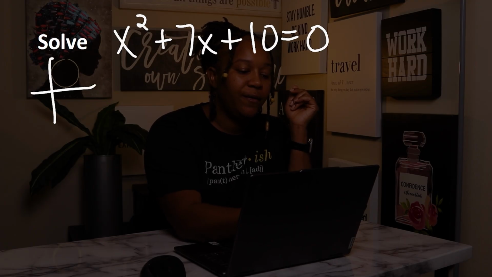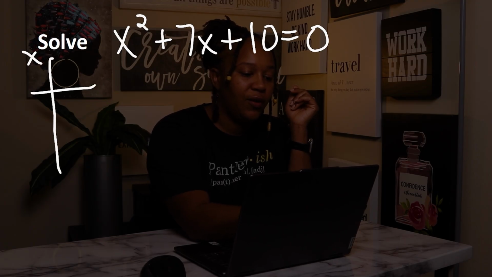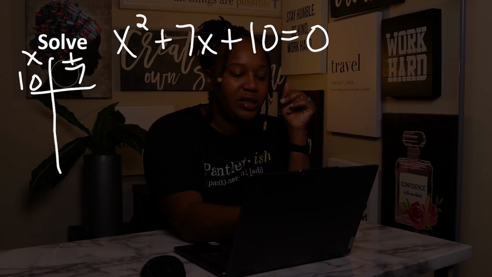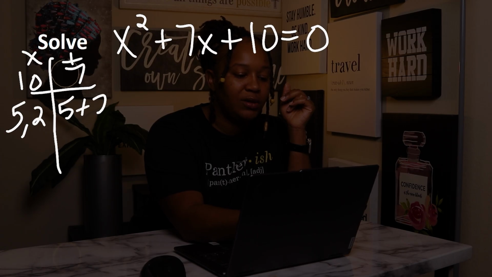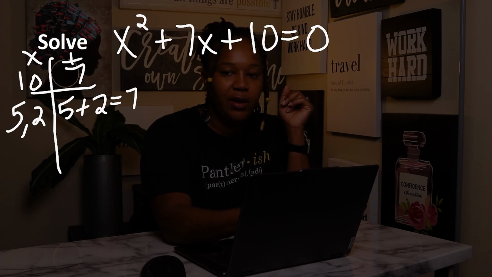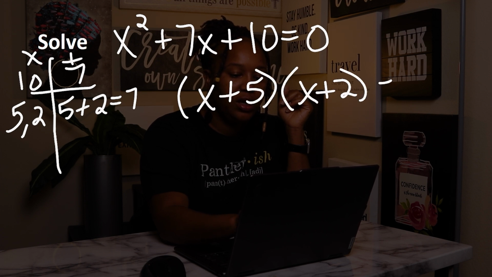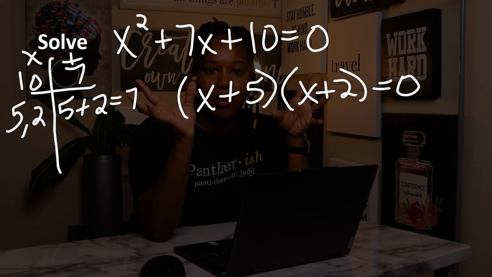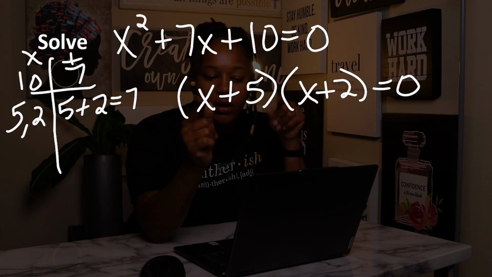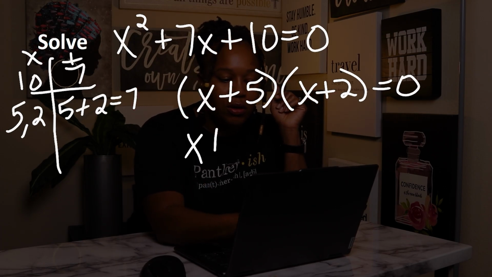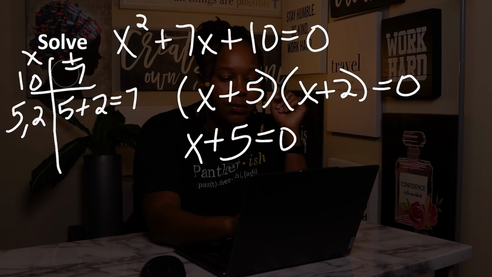There is no number in front of the x squared, so all I need to do is find factors of 10 that add to 7. That's 2 numbers that multiply to give me 10, but add to give me 7, and that will be 5 and 2. 5 times 2 is 10, and 5 plus 2 is 7. So this will factor into x plus 5 times x plus 2. And all of that still equals 0. And since you have 2 things that multiply to give you 0, then one of those things has to be 0. So you take them both and set them equal to 0, and then you solve for x.